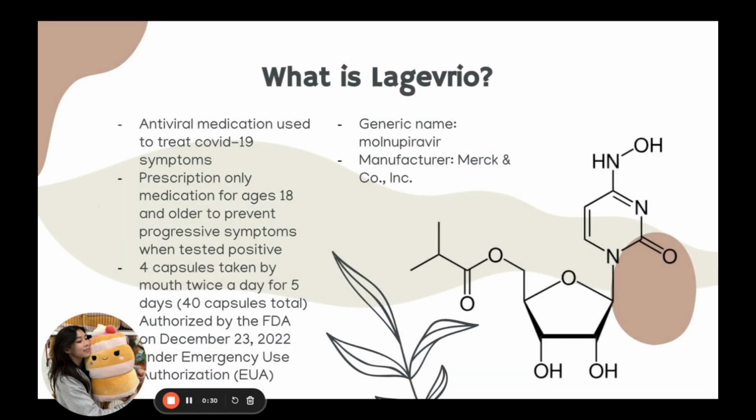So what is Lagevrio? It is an antiviral medication used to treat COVID-19 symptoms. It is a prescription-only medication for ages 18 and older to prevent progressive symptoms when testing positive. Doctors are prescribing it as 4 capsules taken by mouth twice a day for 5 days, a total of 40 capsules. It is important to note that it is only authorized by the FDA for emergency use authorization, so it's not actually FDA approved. Its generic name is Molnupiravir, and it is manufactured by Merck & Co.